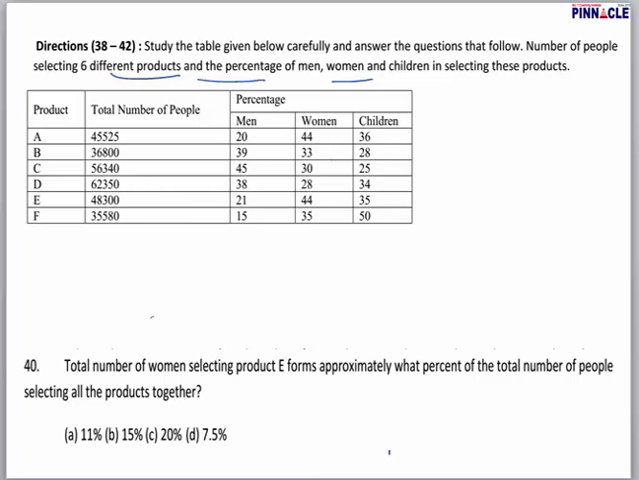Now try to solve this question. Total number of women selecting product E forms approximately what percentage of the total number of people selecting the product together? So 44% of this will be 48300, and 44%.